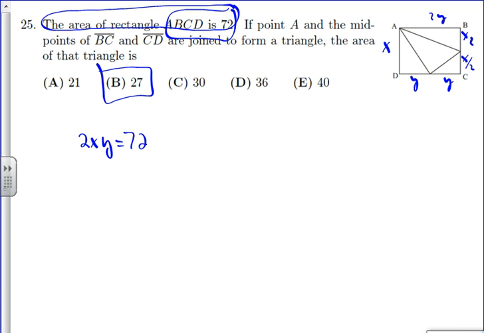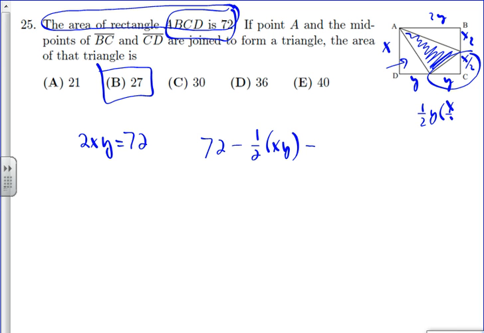And then we could say that the area that we want is going to be 72 minus, well, it's going to be 1/2 x times y, right? That's what this triangle is. Minus, now this triangle is going to be 1/2 y times x over 2, which turns out to be 1/4 xy. And then this triangle over here, since it's x over 2 times 2y, the 2 and the x over 2 cancel out, and so it's the same as the first one, minus 1/2 xy.